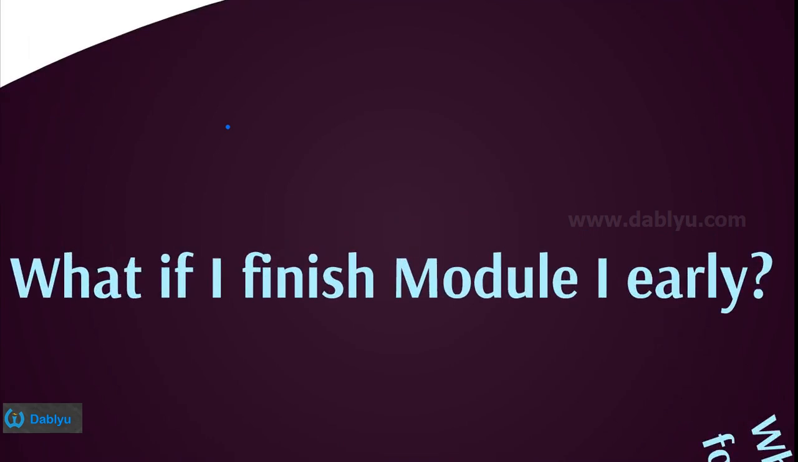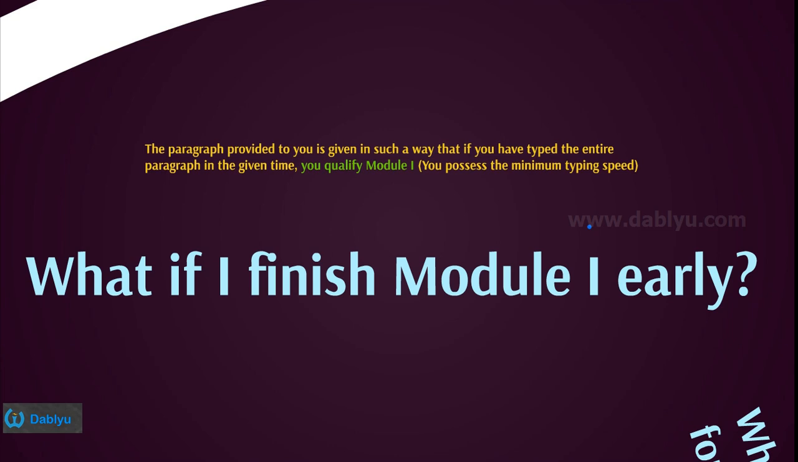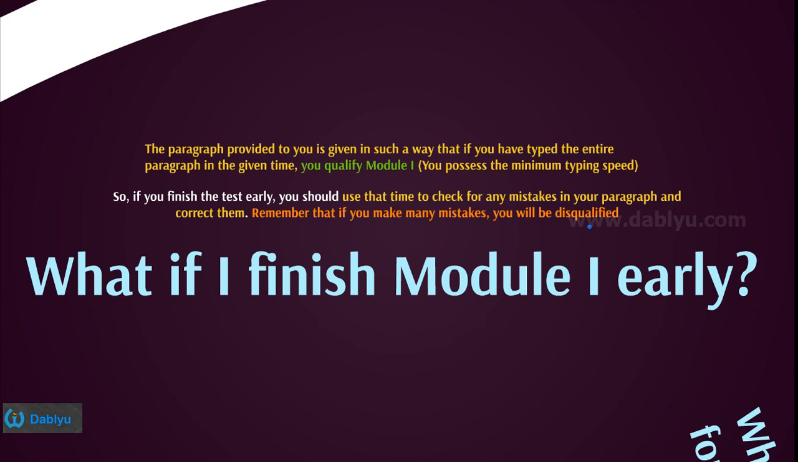Now let's get into the next question. What if I finish module 1 early? That is the typing test. See, the exam is designed in such a way that if you can type the entire passage given to you in that 15 minutes, then you qualify module 1, if you type it with good accuracy, of course. So that's as simple as that. Okay. So even if you finish early, it doesn't really matter. Instead, you should use that extra time in correcting mistakes. You should go back, check what you have typed, try to identify those mistakes which you have made, and correct them in that extra time which you have, because finally accuracy is the major factor, right?